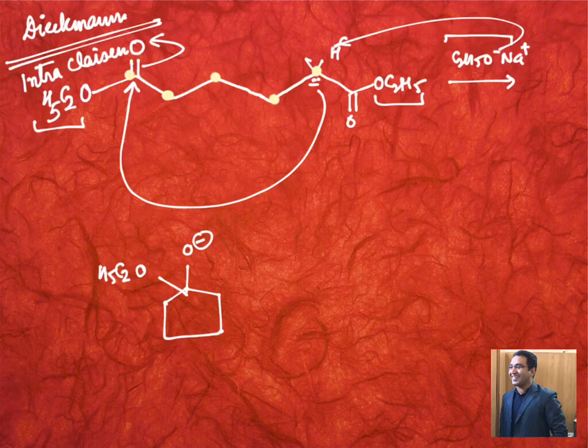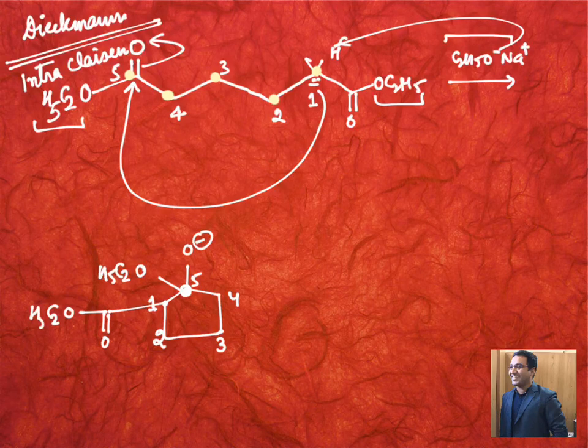See the pattern. Now this is the carbon number 1. Let us say this is carbon number 1. Carbon number 2, 3, 4. Where is carbon number 5? This is carbon number 5. Okay, now see, carbon number 5 will carry one O⁻, one OC2H5, and carbon number 1 will carry a bond which carries C=O, OC2H5.